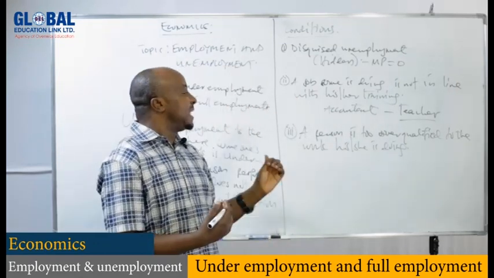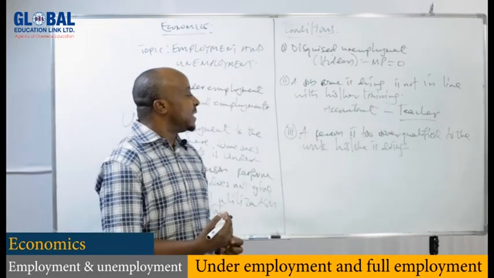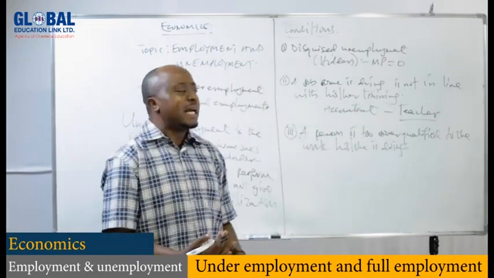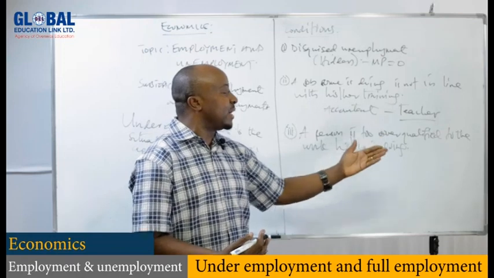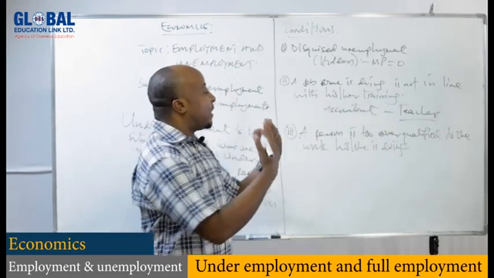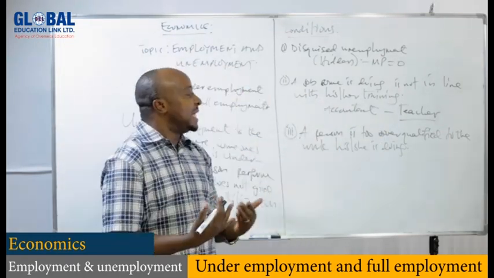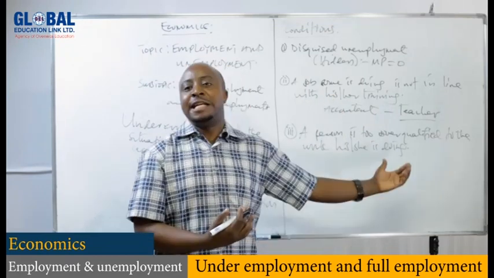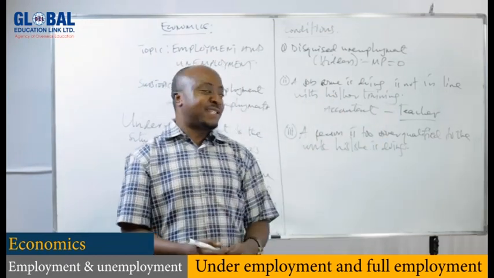This person is teaching standard 3. This person is teaching form 1 with a master's degree. This is underemployment. So you can find a person who is working or employed, but economically that person's ability is underutilized, so there is underemployment in that situation.